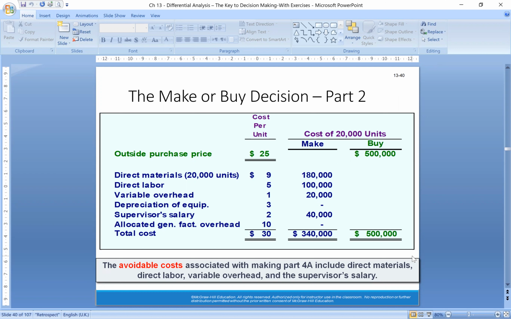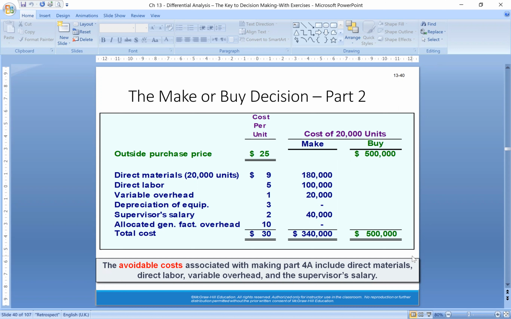Direct material: if we make the part internally, we have to pay $9 per unit for the material. So this cost is $180,000. Direct labor: we are paying $5 for the labor multiplied by 20,000, so this equals $100,000. For the variable overhead, we will pay $1, so $20,000.